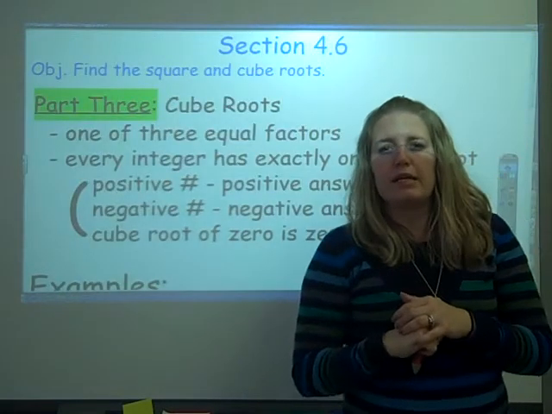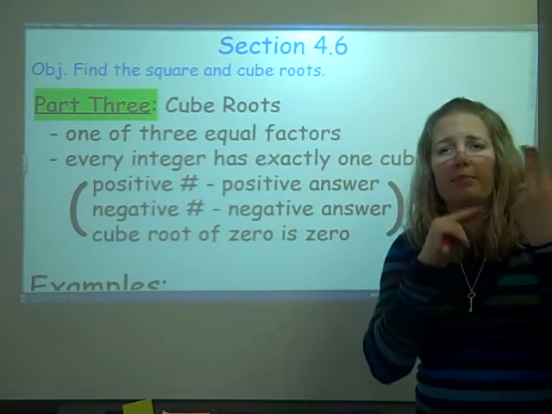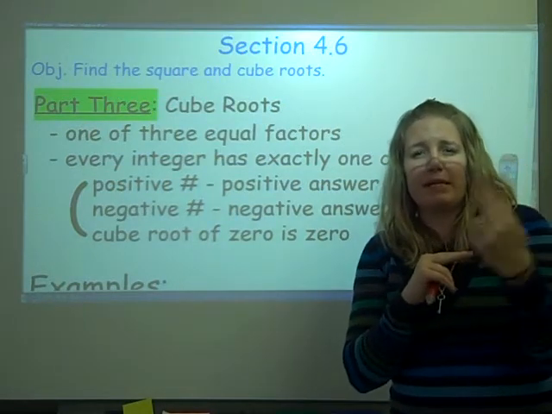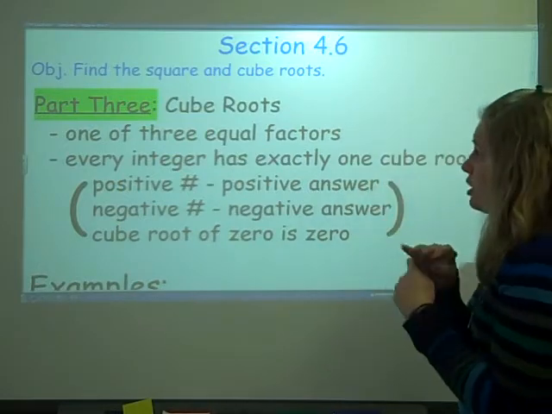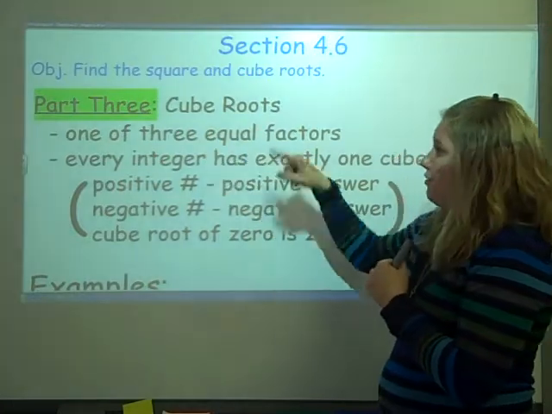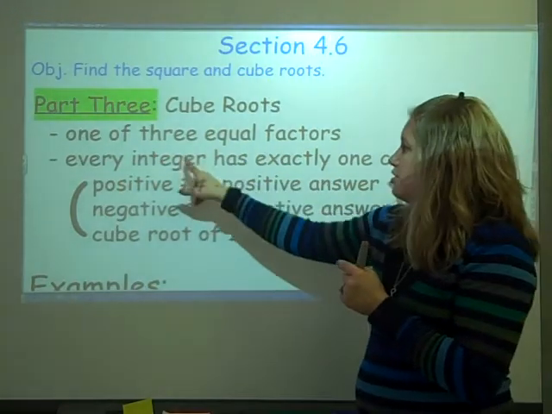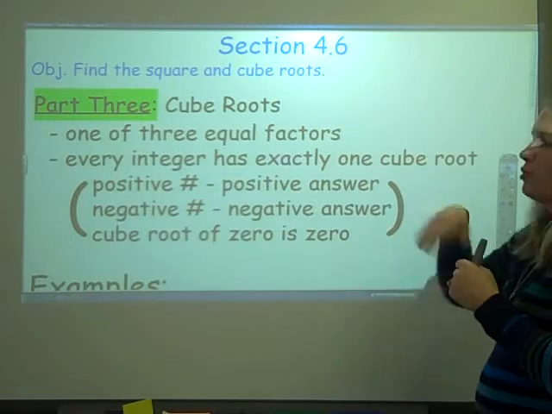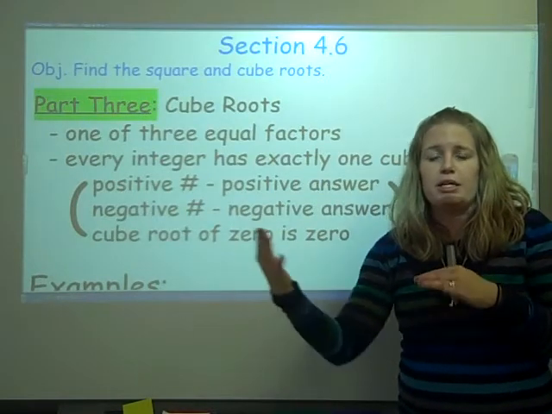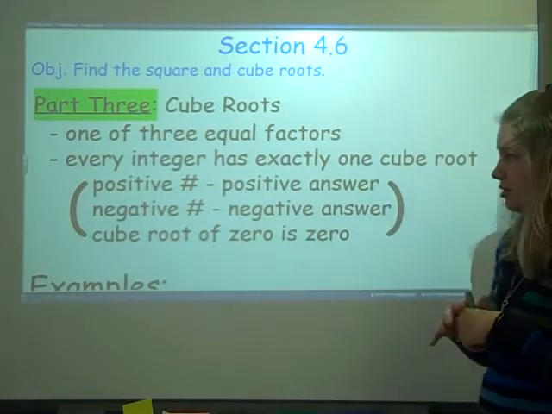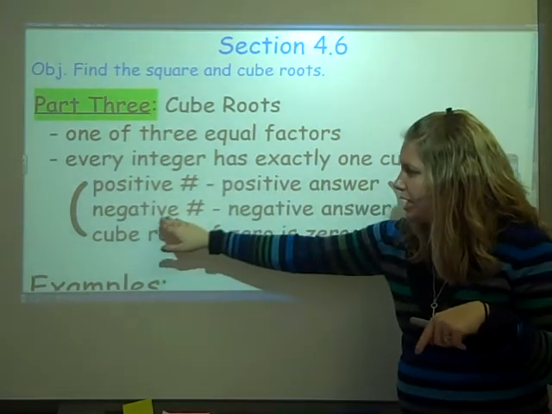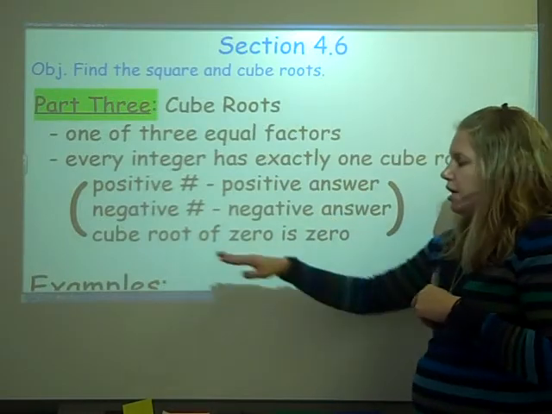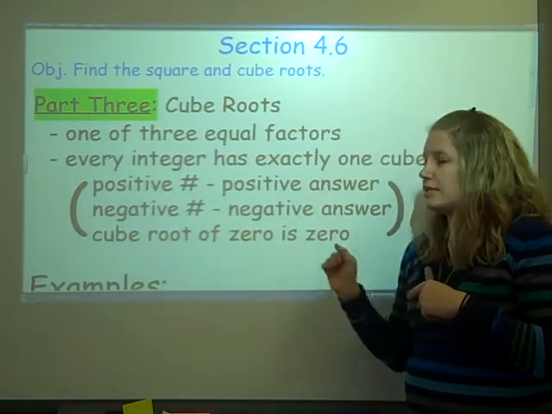All right, last part is cube roots. Cube roots, like square roots, mean what number multiplied times itself. This is what number multiplied times itself 3 times. So one of 3 equal factors, and every integer has exactly 1 cube root. You cannot have more than one answer because of the positive and negative answers. So if you have a positive number, it will be a positive answer. If you have a negative number, you will get a negative answer, and the cube root of 0 is 0.